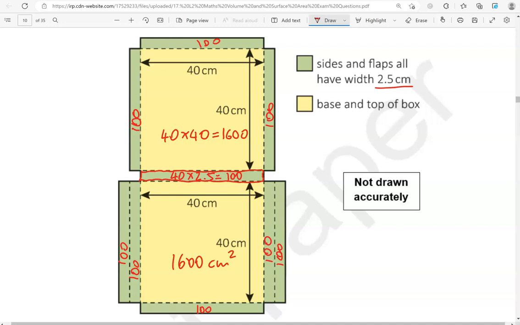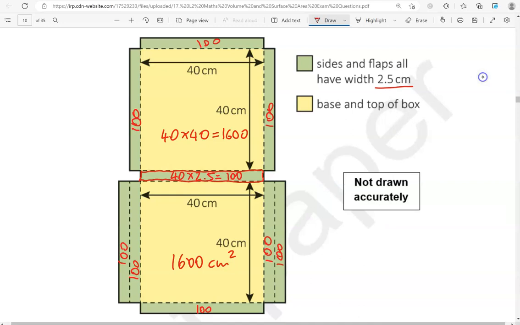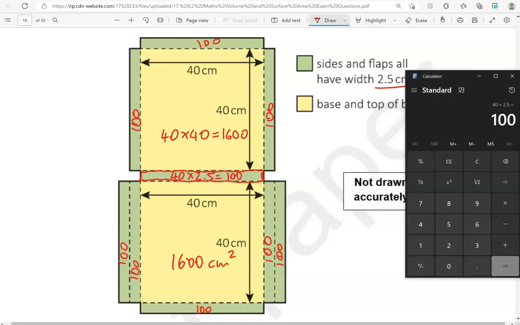So 2 lots of 1,600, that is 3,200. Adding these hundreds, we've got 1, 2, 3, 4, 5, 6, 7, 8 of them, 9, including this. So that is 3,200 plus 900, which is 4,100.